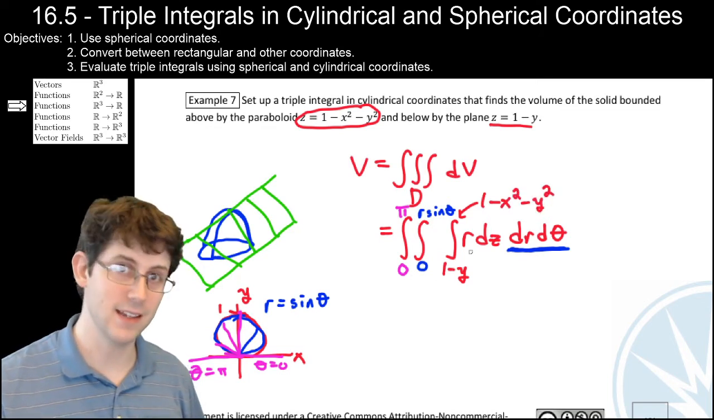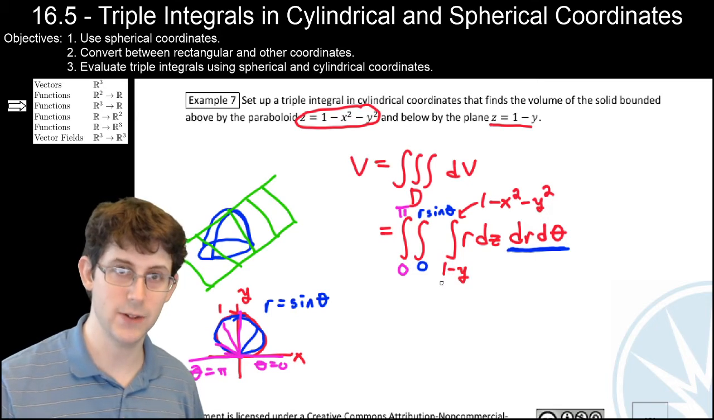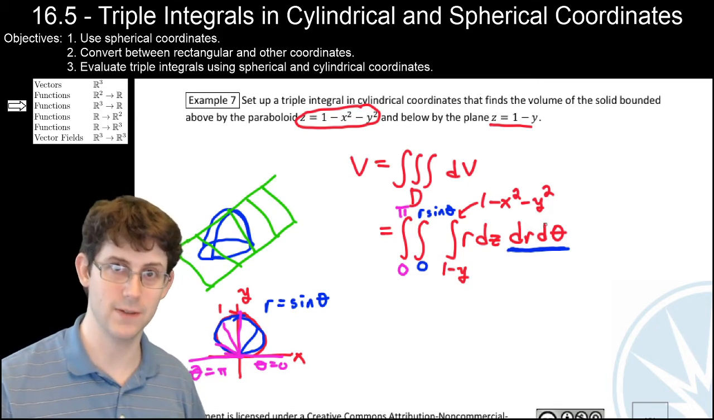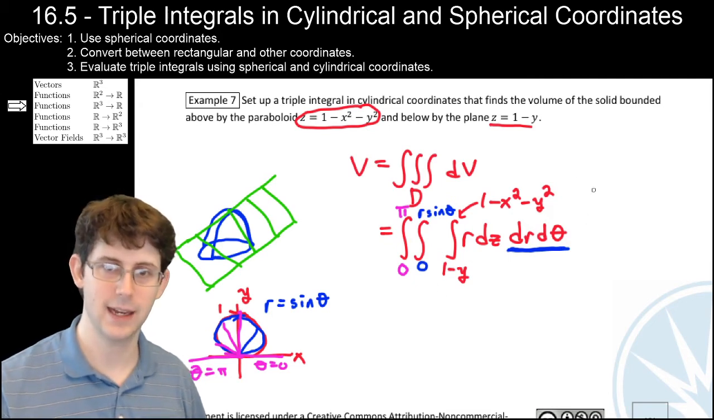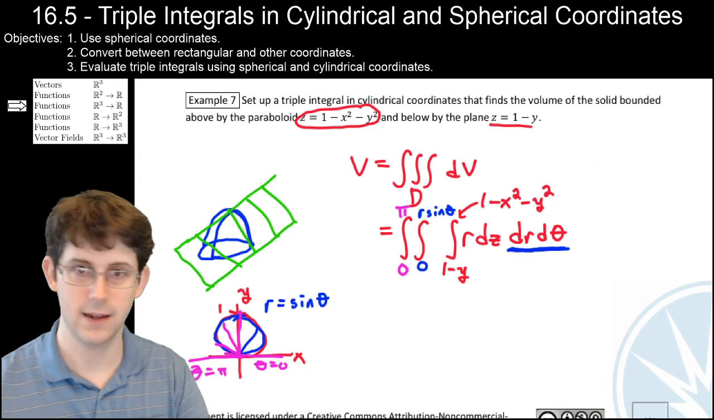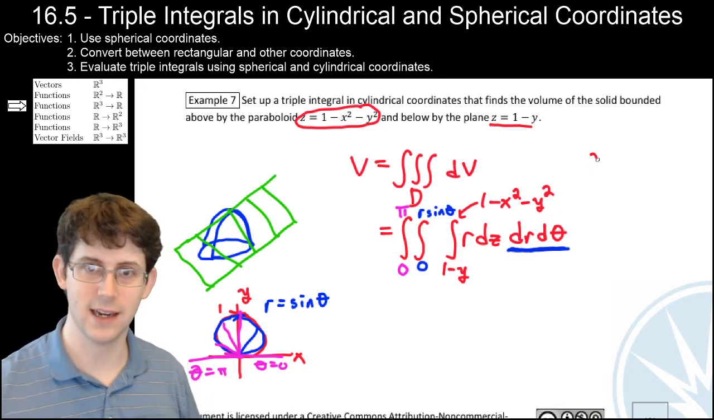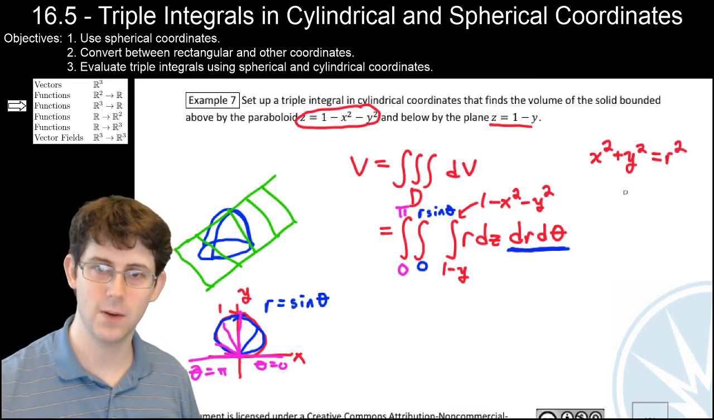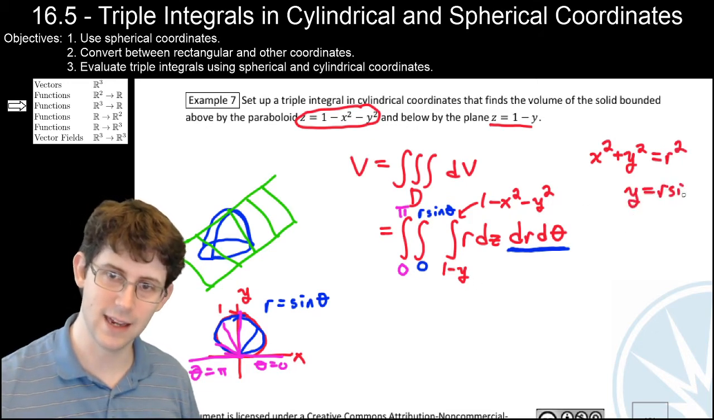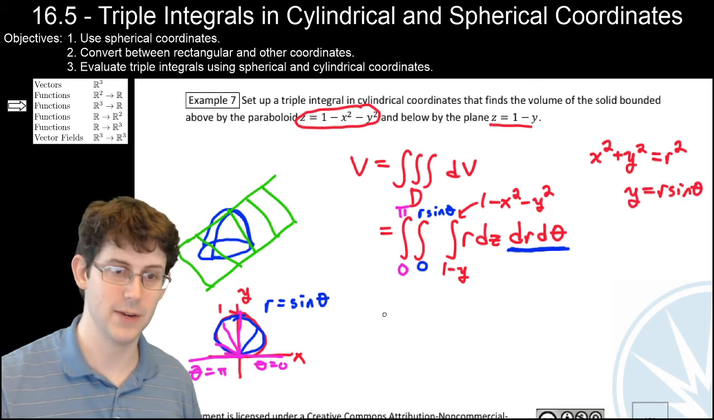The reason I don't like these bounds is that I need them to be in terms of the outer two variables, namely r and theta. So to finish setting this integral up, I need to turn the x's and y's into r's and thetas. x squared plus y squared is r squared, which lets me deal with the top bound, and y equals r sine theta lets me deal with the bottom bound.